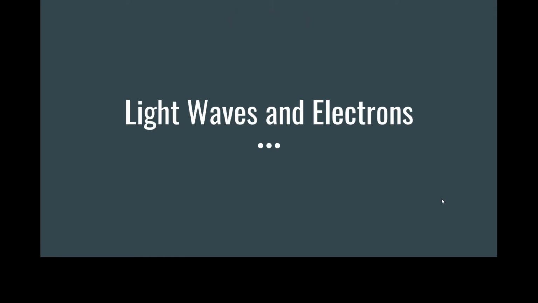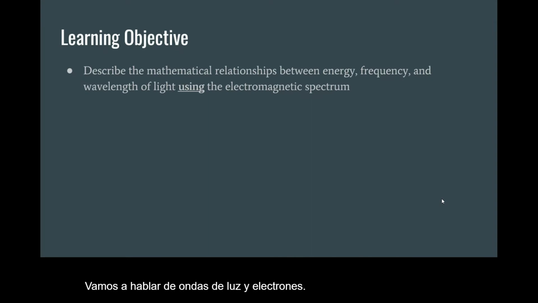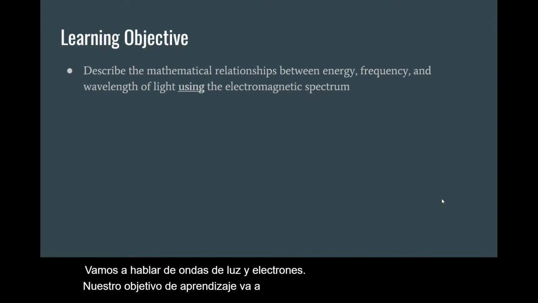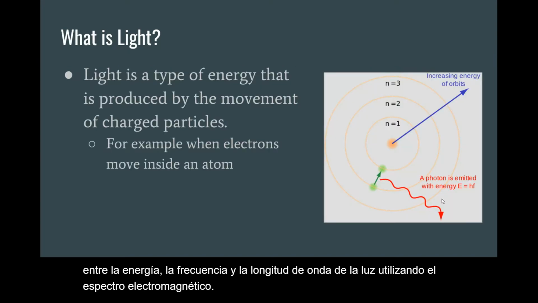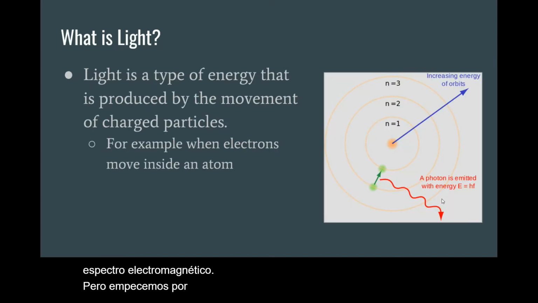We're going to talk about light waves and electrons. Our learning objective is going to be to describe the mathematical relationship between energy, frequency, and wavelength of light using the electromagnetic spectrum. But let's start by first defining what light is.